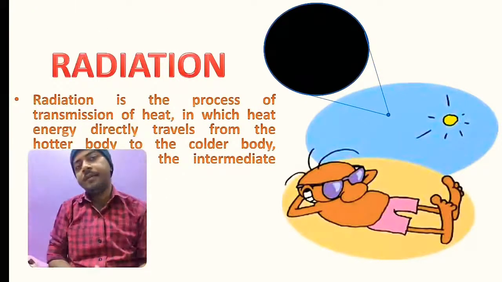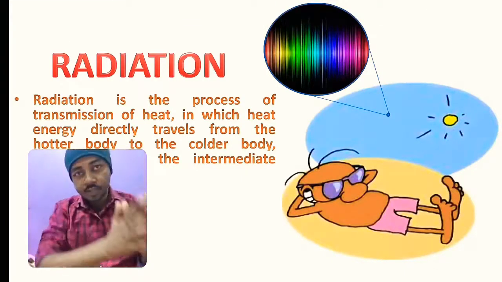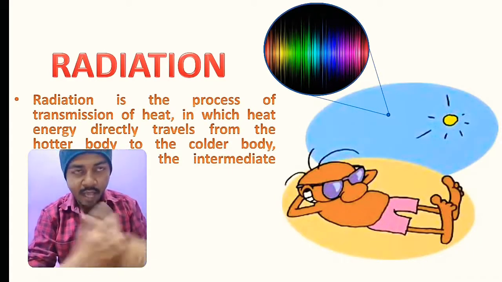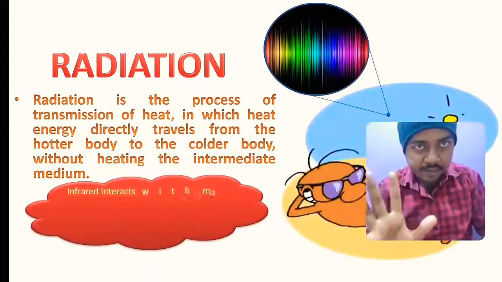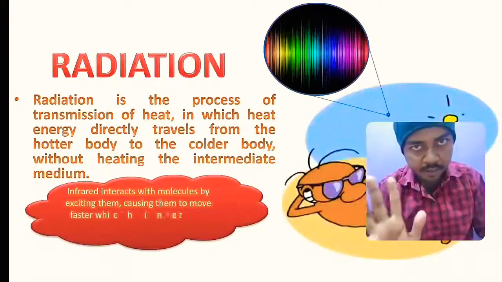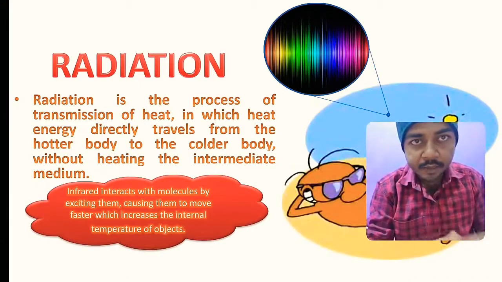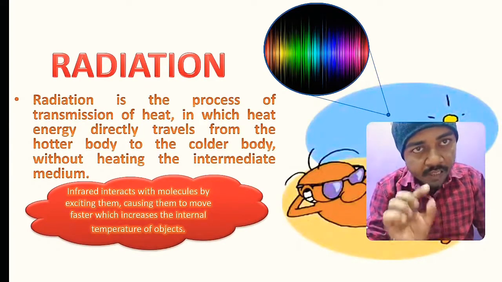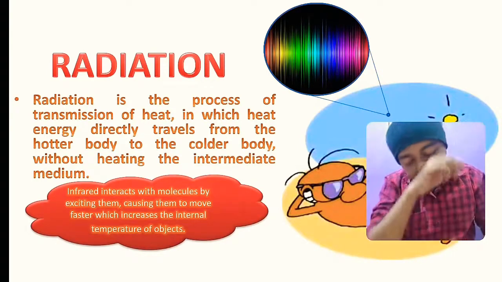Whenever something is hot, it emits infrared light, and it's the thing through which empty space transmits the heat from the sun to us. I hope the concepts are clear. Okay, wait. When I said this is an out of syllabus term, infrared, let me explain it, because half knowledge is more dangerous. Infrared interacts with molecules by exciting them, causing them to move faster, which increases the internal temperature of objects. Okay, this is how it works.